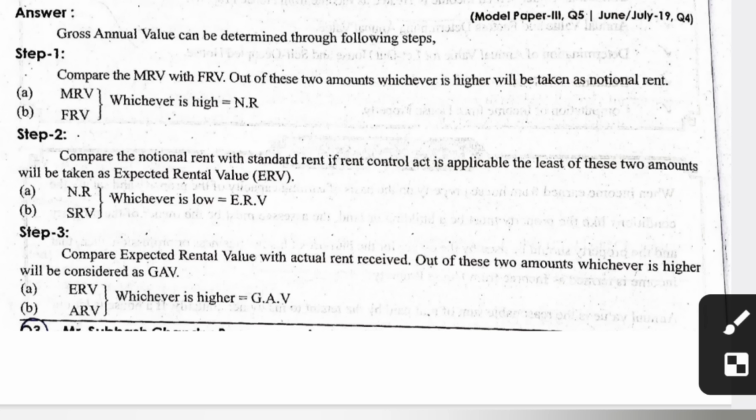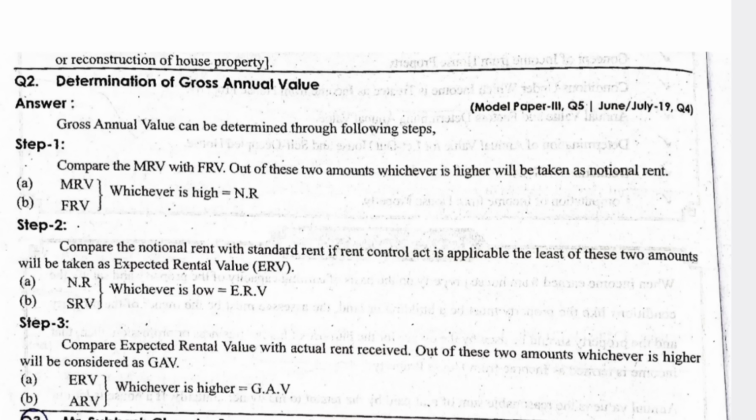In the first step, in the question they will give MRV and FRV. Out of these two, whichever is the highest, we need to call it NR, that is notional rent. So in the second step we take notional rent as well as SRV. SRV stands for standard rental value. Out of these two, whichever is the lowest, we will call it ERV. ERV is nothing but expected rental value.